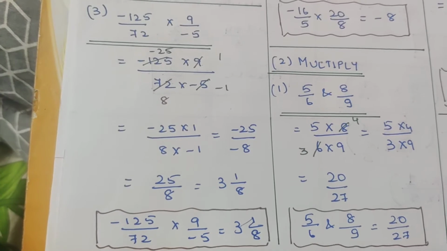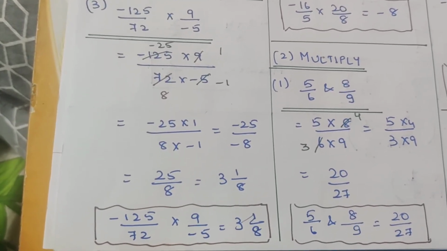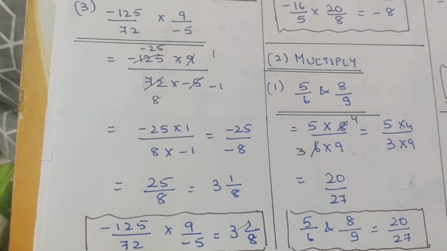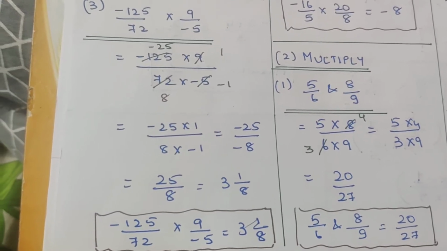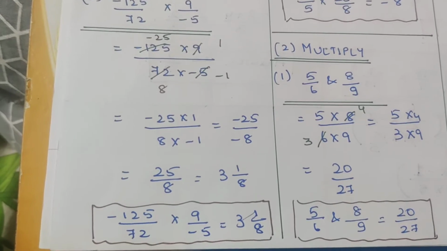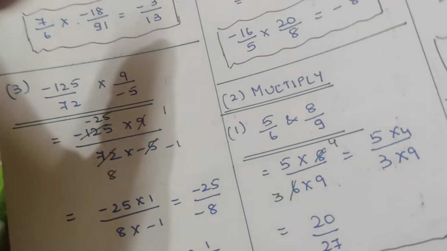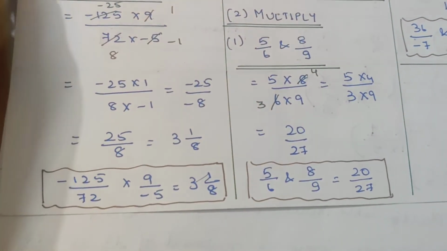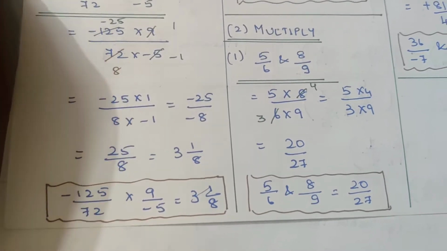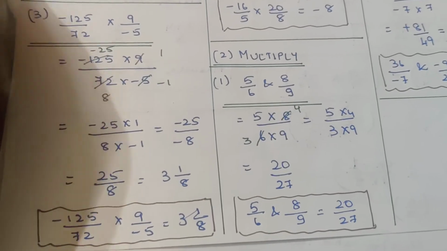Minus 125 by 72 into 9 by minus 5. That is equal to minus 125 into 9 by 72 into minus 5. See how I've cancelled. That is minus 25 into 1 by 8 into minus 1. That is minus 25 by minus 8. That is 25 by 8. That is equal to 3 1 by 8. Therefore, minus 125 by 72 into 9 by minus 5 is equal to 3 1 by 8. I'm just pausing for a few seconds. Hope this is clear.